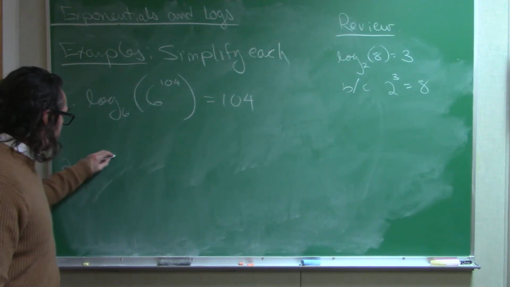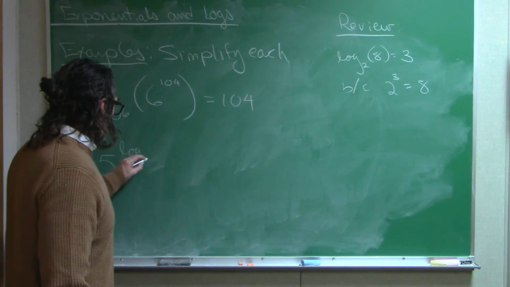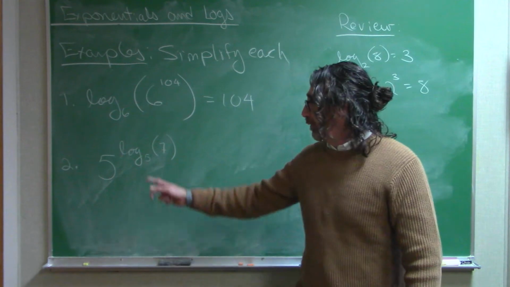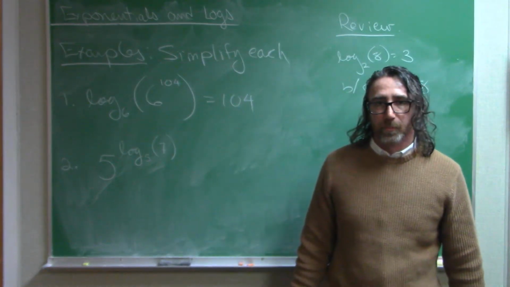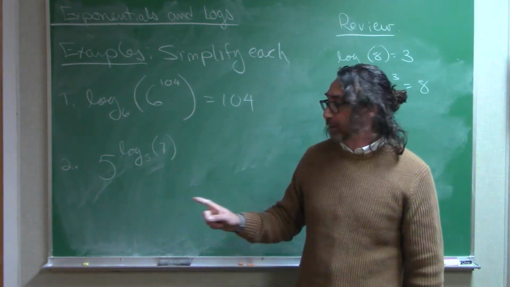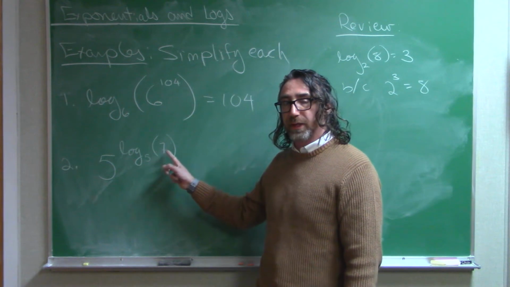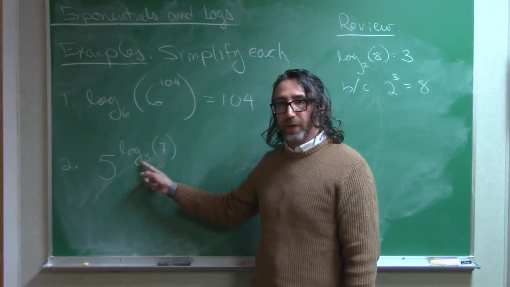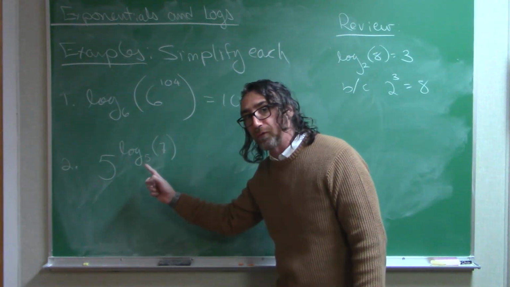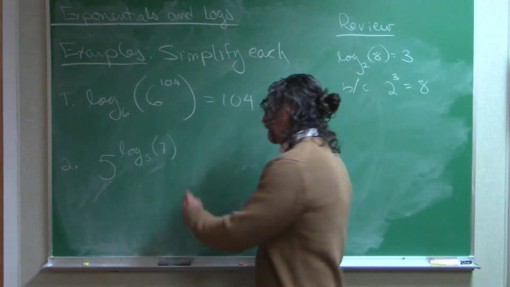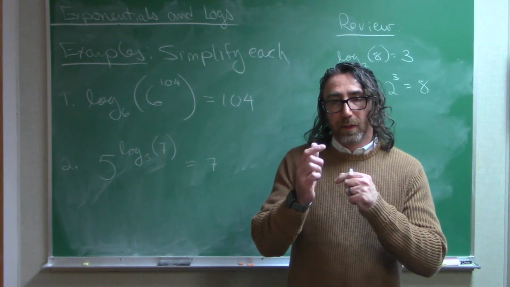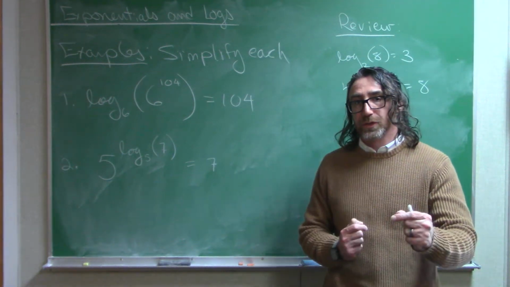Something like this. We're going to raise 5 to this power: 5 to the log base 5 of 7. So log base 5 of 7 is telling me a power. It's telling me the power that I should put on 5 to hit this target. What power do I need to use on 5 to get 7? I'm taking 5 to the power that I need to use on 5 to get 7. So I get 7. The key idea is that log functions and exponential functions undo each other.